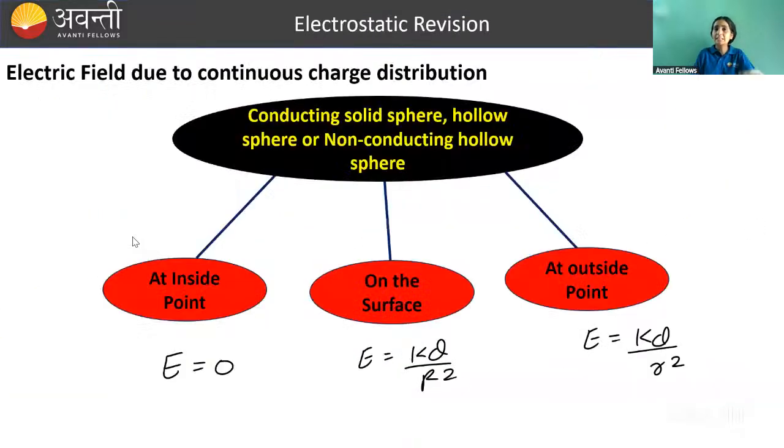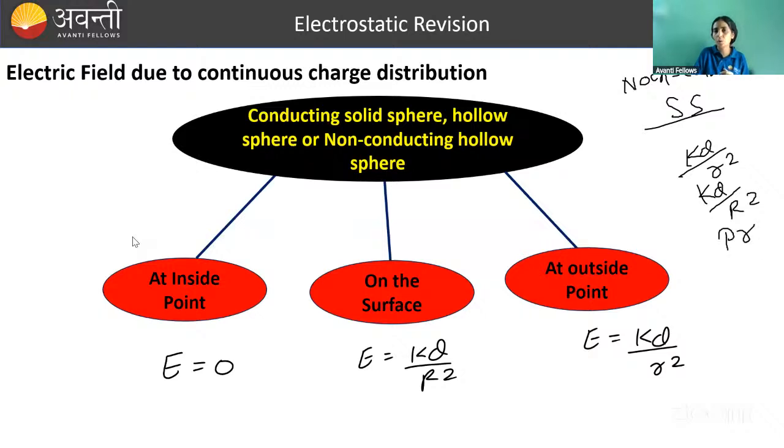So for the non-conducting solid sphere we have talked, but in electrostatics we also study conducting solid sphere, conducting hollow sphere, and non-conducting hollow sphere. Just before, what did we study? Non-conducting solid sphere. So at an outside point it is kq by r square, on the surface kq by capital R square, and at any inside point that was rho r by 3 epsilon naught. So these three formulas are true for non-conducting solid sphere.